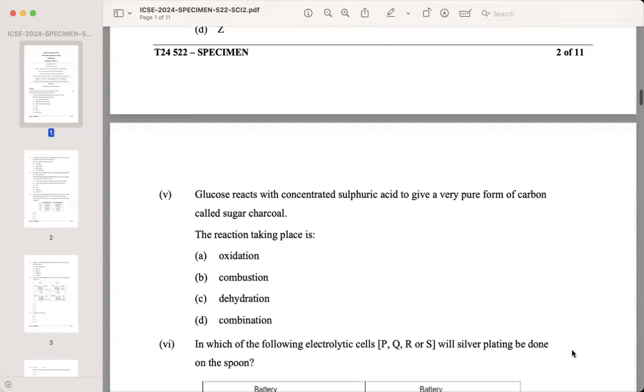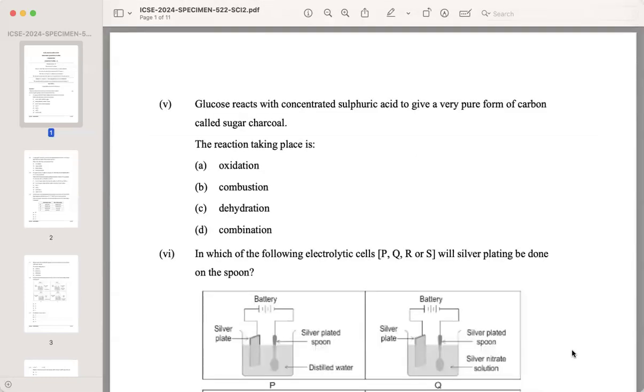Then comes the fifth part. Glucose reacts with concentrated sulfuric acid to give a very pure form of carbon called charcoal. The reaction taking place is dehydration, so the answer is C. You all need to remember that conc. H2SO4 in this case acts as a dehydrating agent, where it extracts all the water molecules. So once the water is extracted, your glucose turns into a black amorphous powder, which is called charcoal. And you also hear a charring sound, which is a very important point for the observation question on the same.